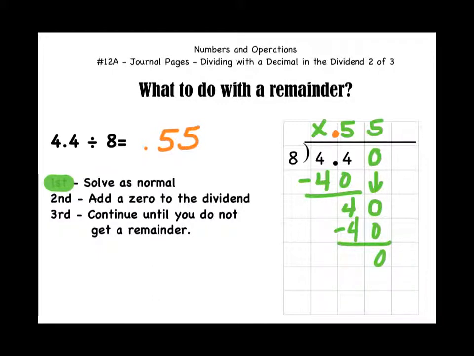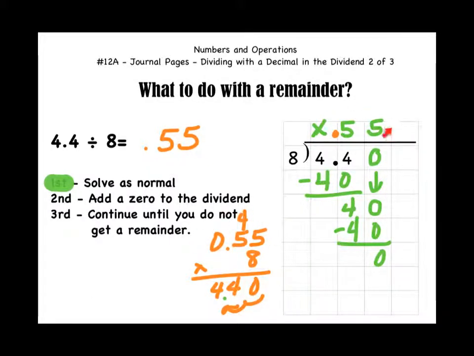Now I can multiply to see if that's correct. So I have multiplied here 55 hundredths, my quotient, by 8, my divisor, and I got 4 and 40 hundredths, or 4 and 4 tenths, which is my dividend. So my answer is correct.